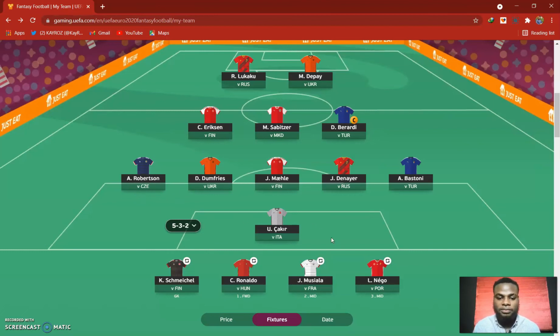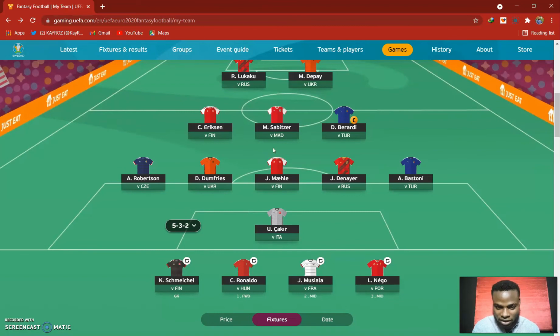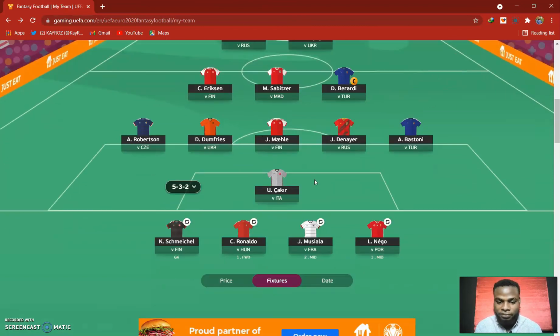And on the bench, of course, obviously Schmeichel. I'll be hoping for a clean sheet against Finland. Ronaldo will not be on my bench. That's it. I just have to start these other players because they start before him. And so whatever happens, whoever I'm not satisfied with their score before Portugal play on the last day, I can just swap them to Ronaldo.